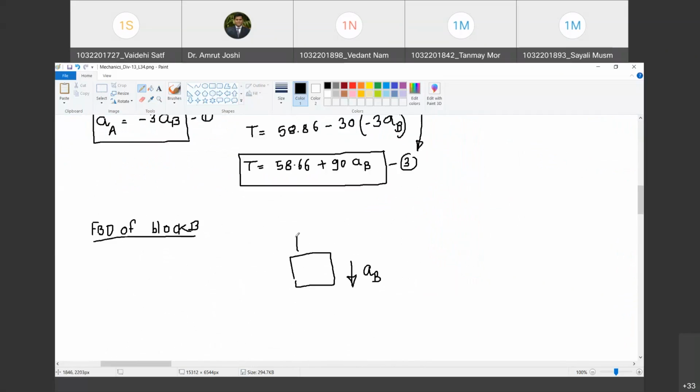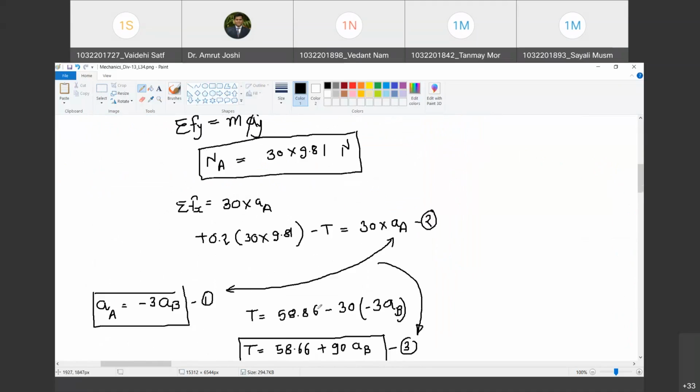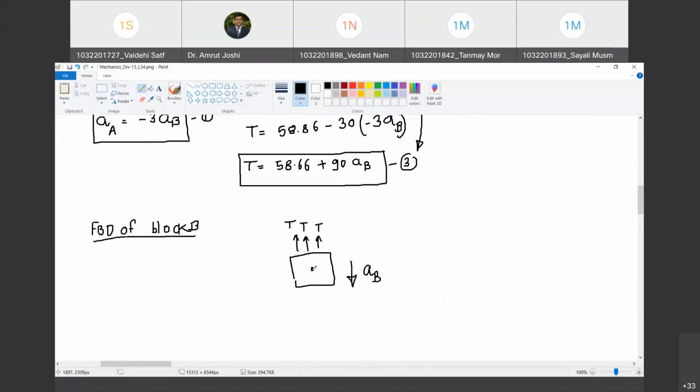Yes, sir. Because pulleys are considered frictionless, the tension in all parts of the strings is going to be the same. So I am going to call it T, T and T. Happy? Yes, sir. What else? This 25 kg, I have freed the block from earth. Therefore, I must show this as 25 into 9.81. Do you agree with me? Yes, sir. This completes the free body diagram.